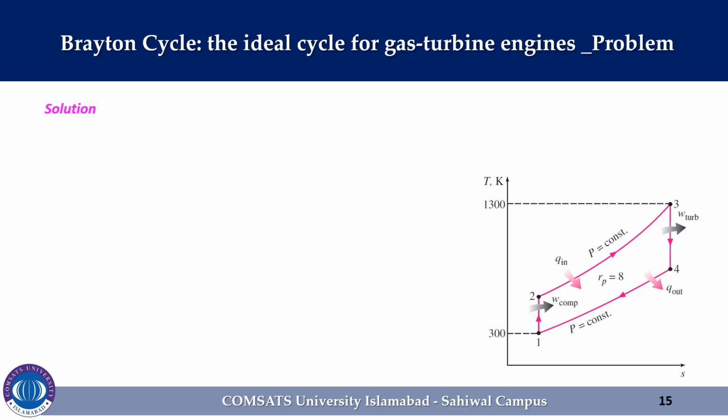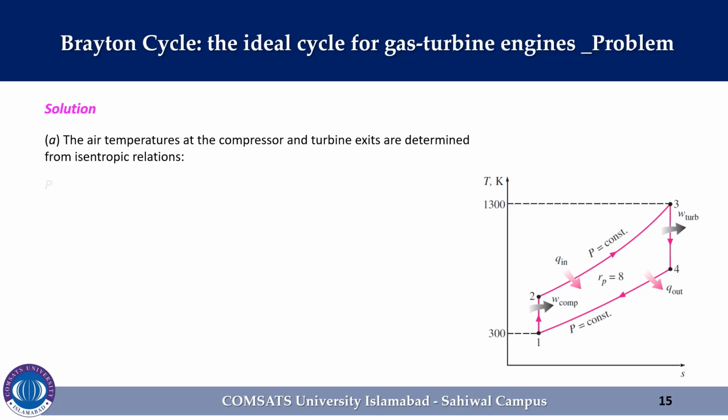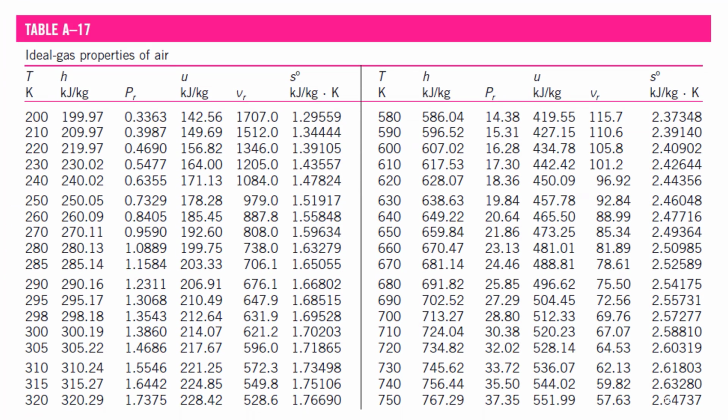So in part A, the air temperatures at the compressor and turbine exits are determined. Process 1 to 2 is the isentropic compression process, and the temperature at the compressor inlet, state 1, is given, that is 300 Kelvin. Now we have to find the relative pressure and enthalpy at 300 Kelvin. For this we move to table A17. At 300 Kelvin the enthalpy is 300.19 kJ per kg and the relative pressure is 1.3860. So note down these values.